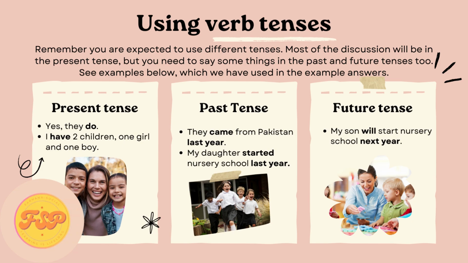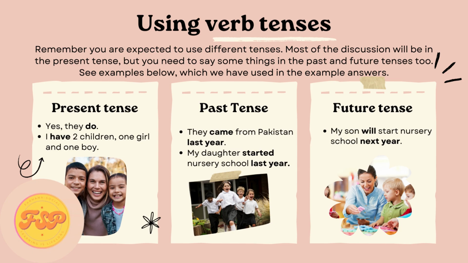Here we're going to look at some examples which we have used in the previous slides as example answers. So for the present tense, in the previous slides we have used "Yes, they do," and "I have two children, one girl and one boy." So the words "do" and "have" are verbs in the present tense.